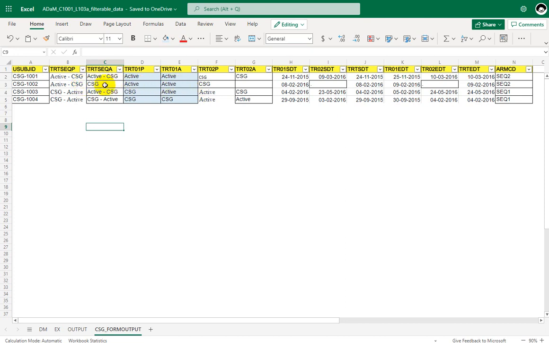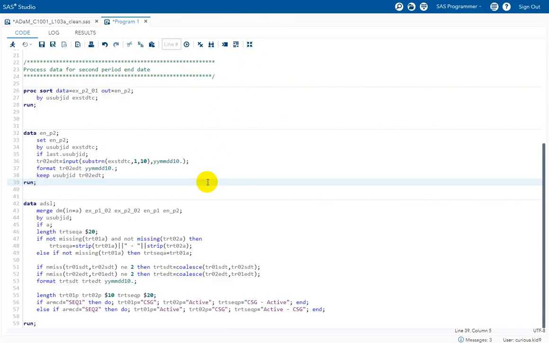Just a second, this is not right. TRT01A is active, so this one is active and then blank. So the subject was supposed to take active in first period and CSG in second period. But if you see the TRT01A is only populated, TRT02 is blank, which is the subject did not take a dose in second period. So we'll only have the TRT-CK populated as active and then the second component will be null. So let us take a look at the programming approach for this.